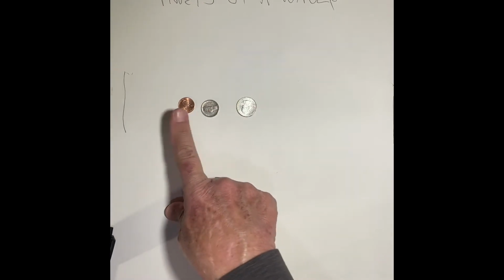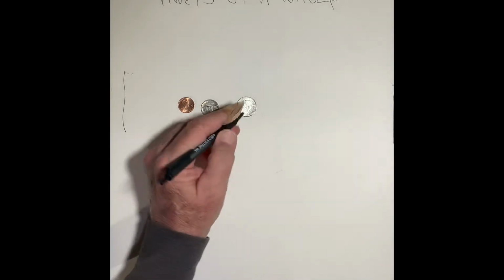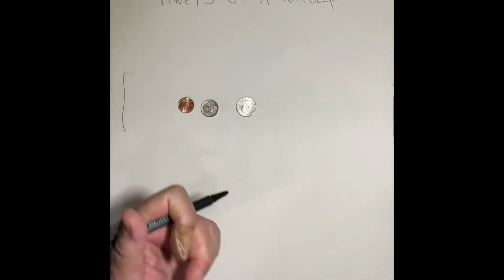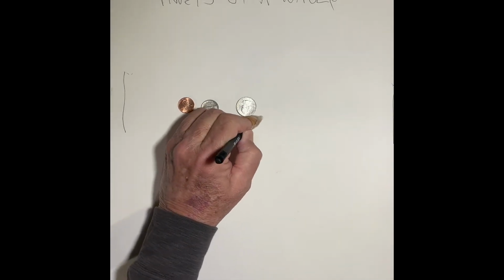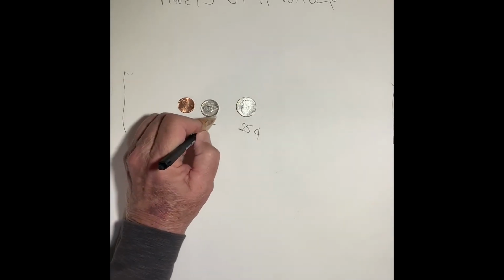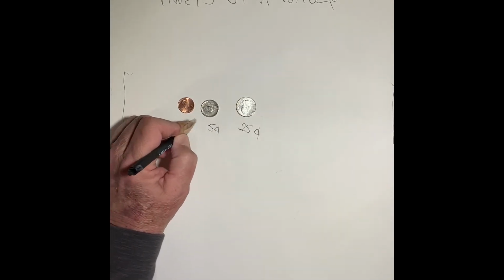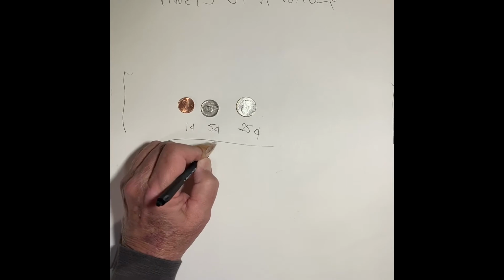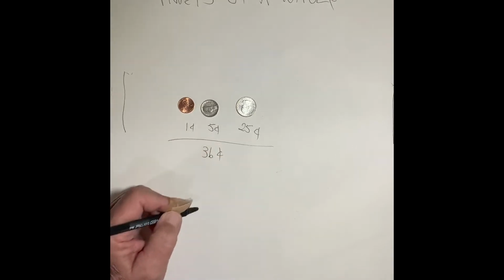But before I do that, let me show you something that you may not realize that you know. I've got some coins here: a quarter, a nickel, and a penny. So how much is that? Well, I know that a quarter is 25 cents, a nickel is 5 cents, and a penny is 1 cent. So altogether, it's 36 cents.